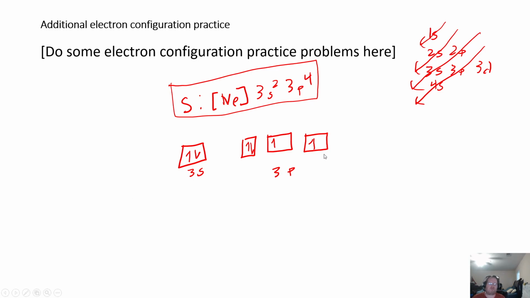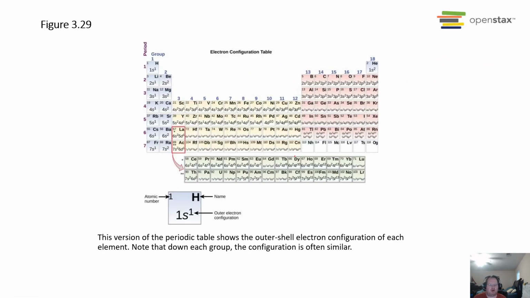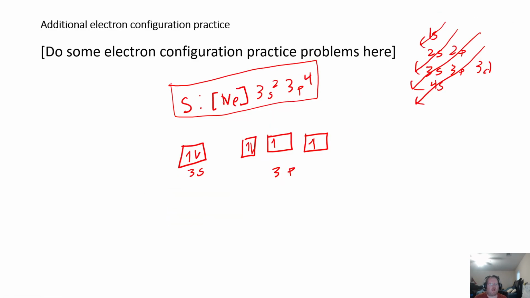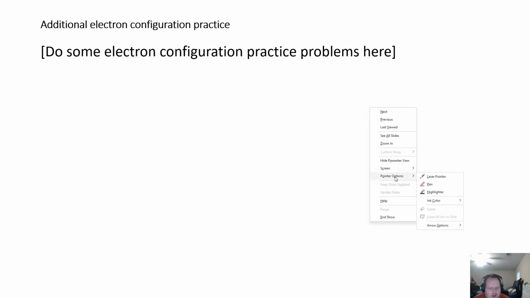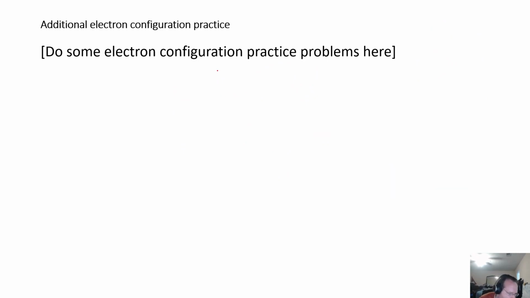Now, we can also go over here and see, oh look, sulfur shows up right there as 3s2, 3p4. That matches up with what I came up with as well. So I want to do another example. Let's clear all this off and go back to my pointer. So let's do this the other direction.